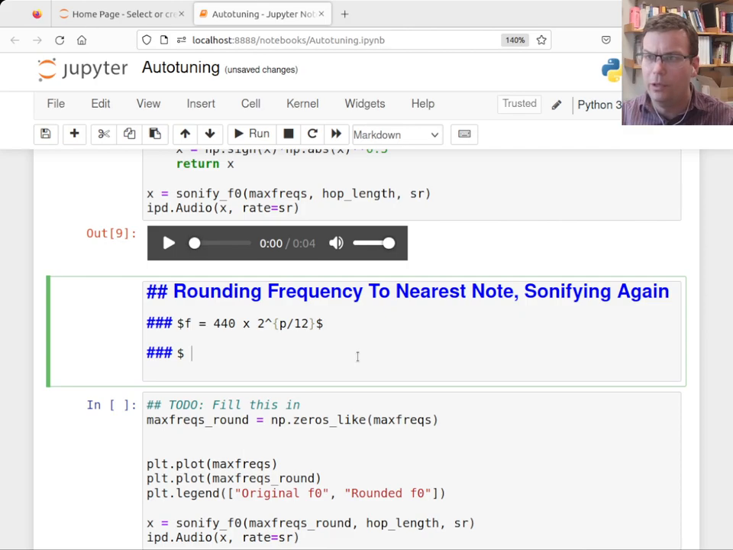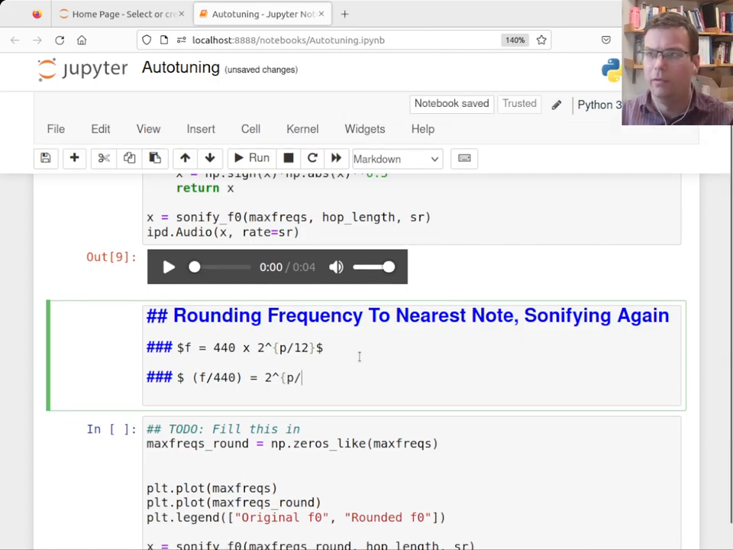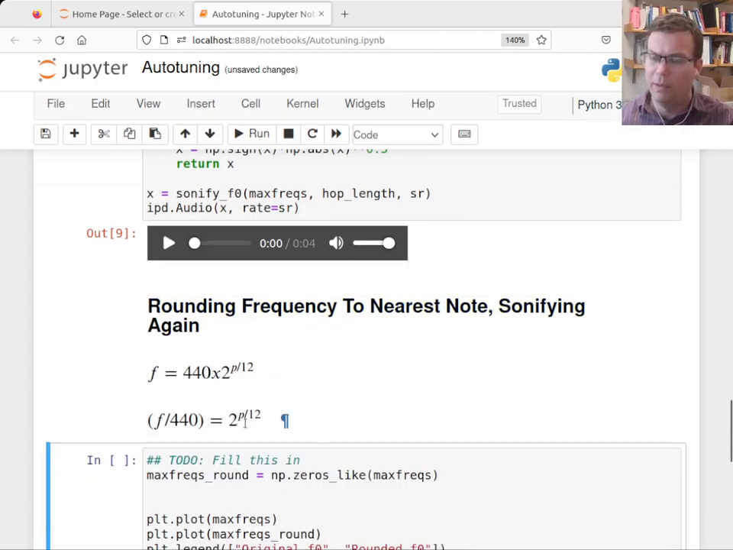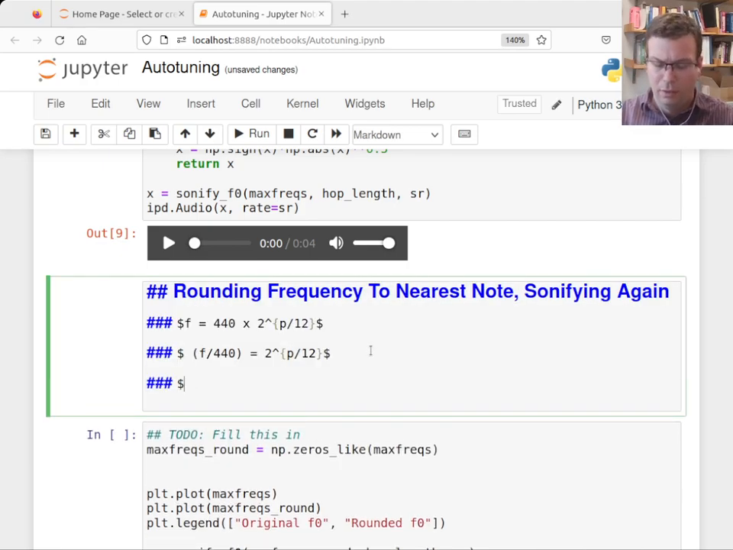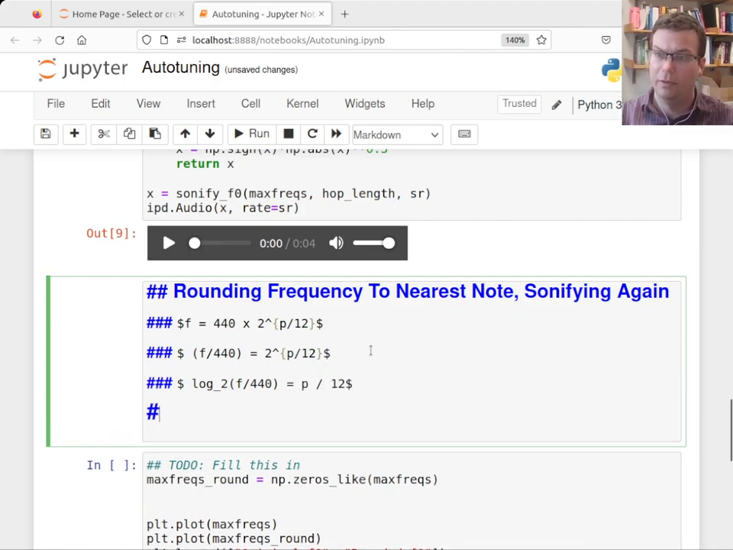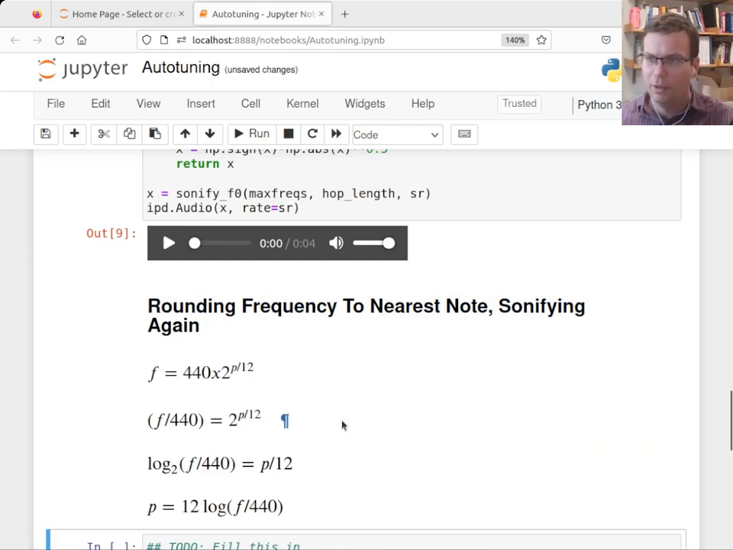And as I was showing, we can divide both sides by 440. So I get f over 440 is equal to 2 raised to the p over 12. And then I can simplify that by taking the log base 2 of both sides. So then I get log base 2 of f over 440. Well, the log base 2 cancels out the 2 exponential, so that's p over 12. And then finally, I can solve for p, and I can say p is equal to 12 times log base 2 of that frequency over 440. All right, so that's my equation.